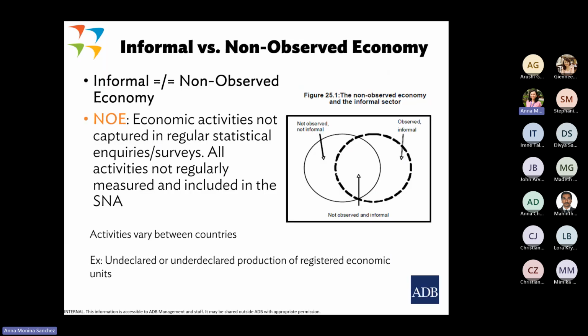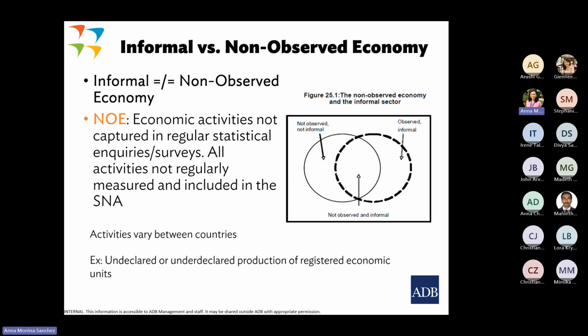Right? So before we delve into the framework, there is a need to delineate or differentiate the informal economy from the non-observed economy. They are not necessarily the same, but they do have some overlaps. On the right, we see a Venn diagram from the SNA 2008 framework.